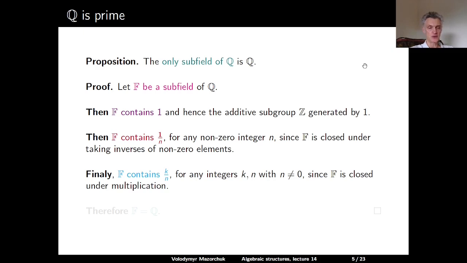So this means that F should contain any k divided by n, where k is an integer and n is a non-zero integer, because F is a field, so it should be closed under multiplication. Therefore, F is equal to Q because it contains all rational numbers. And this completes our proof.